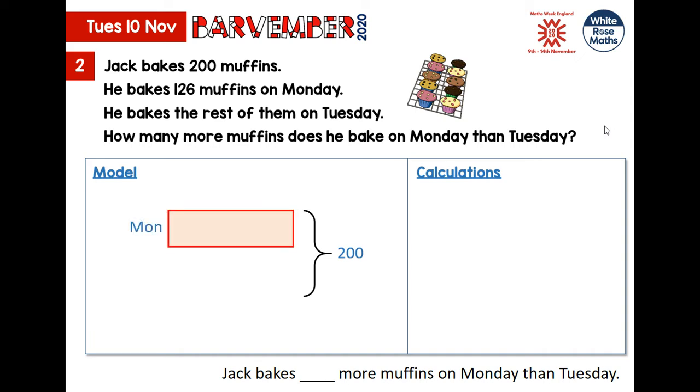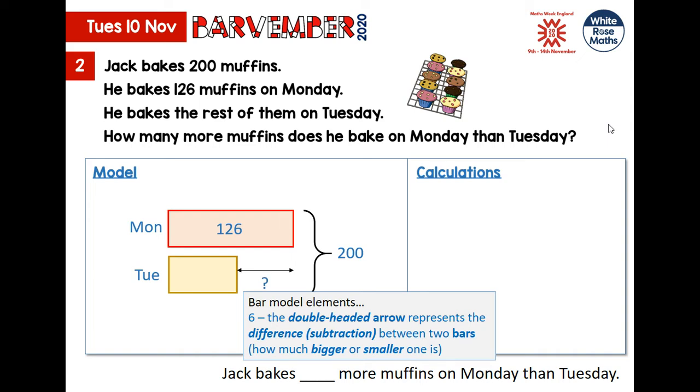And then we've got Monday, we know that, 126. Do we know Tuesday? Tuesday is the rest of them. So rest of them suggests that that's going to be a subtraction. It's what's left after the 126.